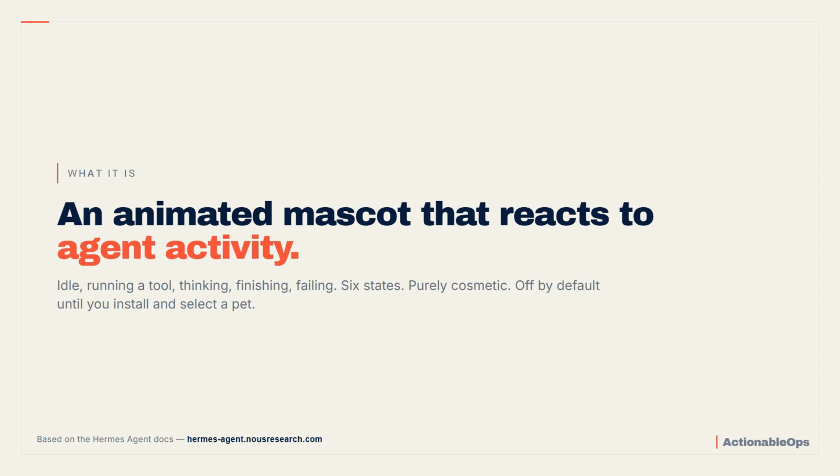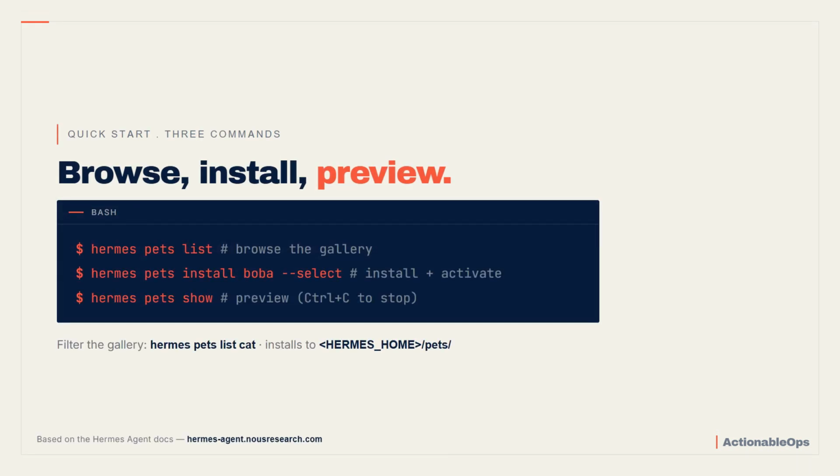6 states in total. Pets come from the public Petdex gallery, and they are purely cosmetic. Zero effect on tokens, caching, or agent behavior. The feature is off by default and stays dormant until you install and select a pet. The quick start takes 3 commands.